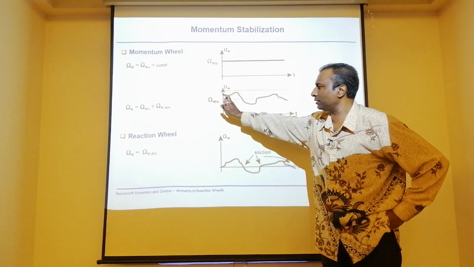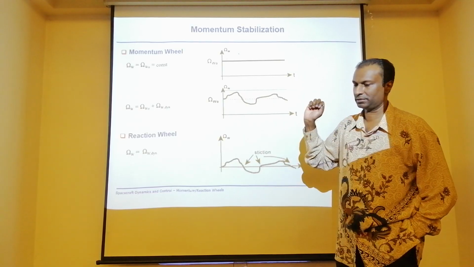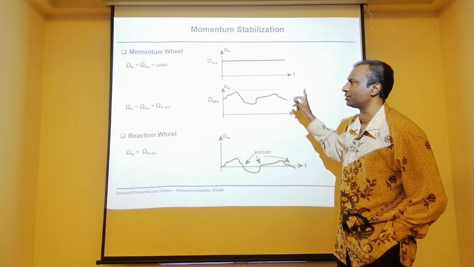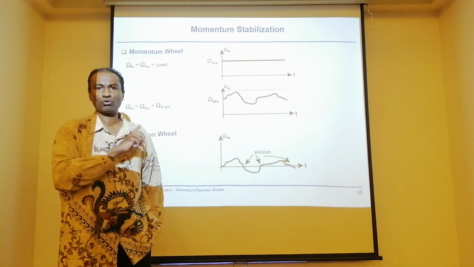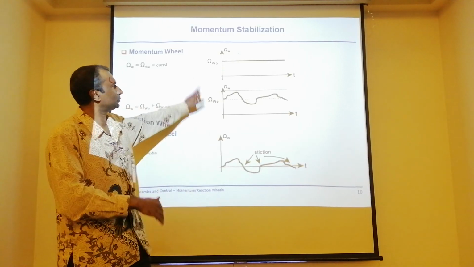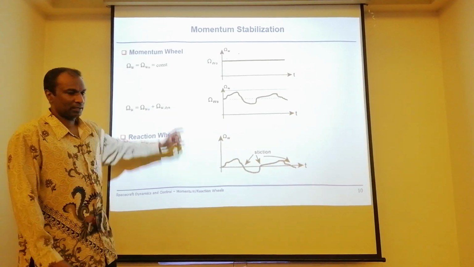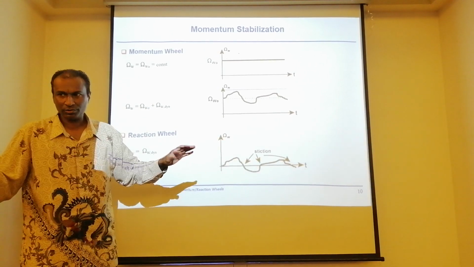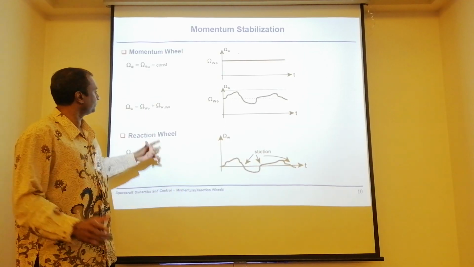Angular momentum wheel, reaction wheel. Let us see what the differences between these two wheels are. But again, this is rotational stabilization. A momentum wheel is going to rotate at a constant speed. It gives out the momentum. Constant speed gives you the momentum. That means the angular momentum doesn't change. When angular momentum doesn't change, you don't have a torque, period.